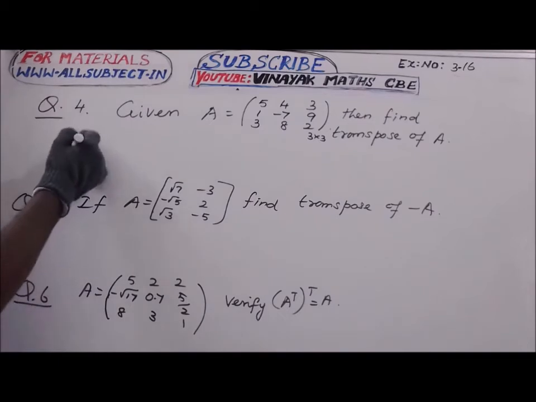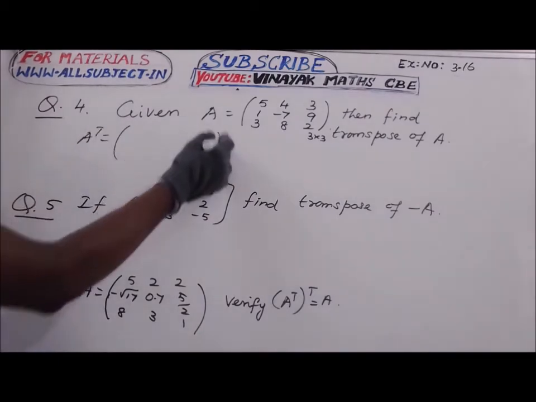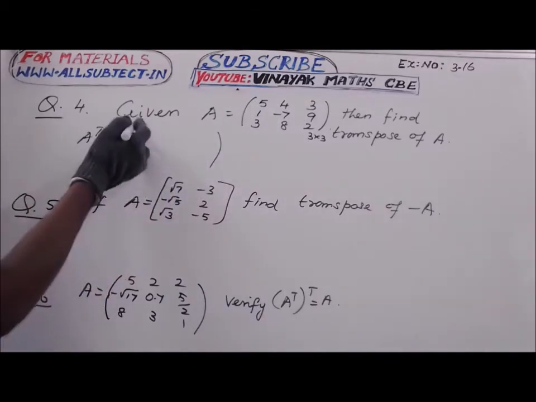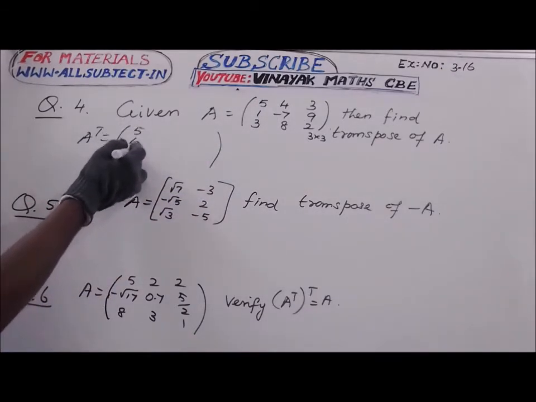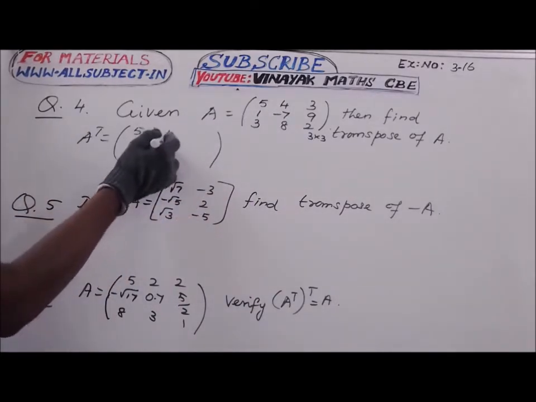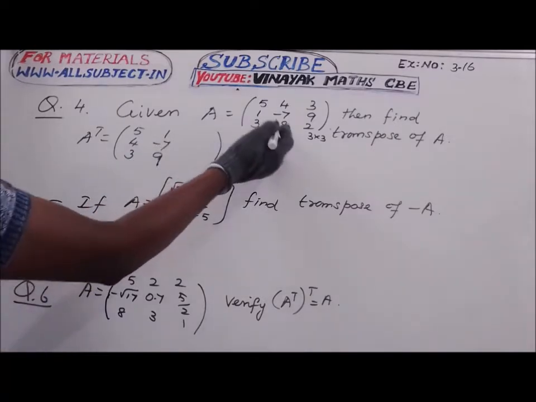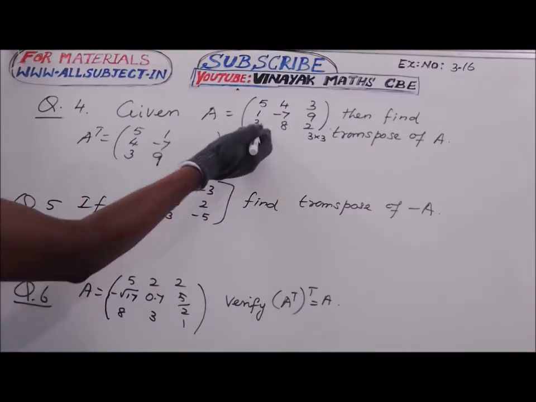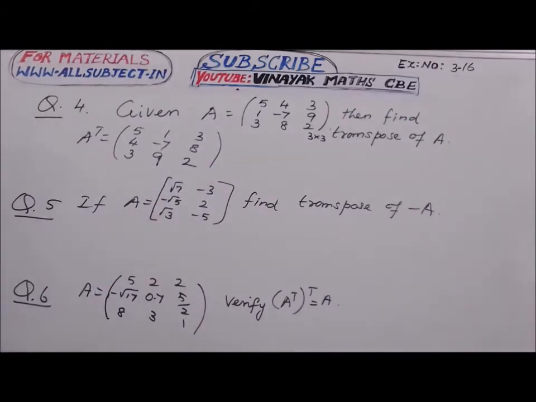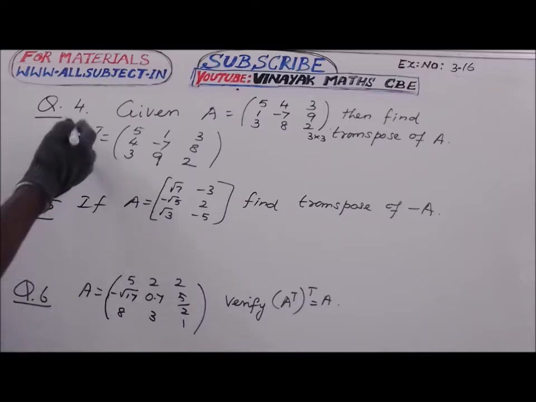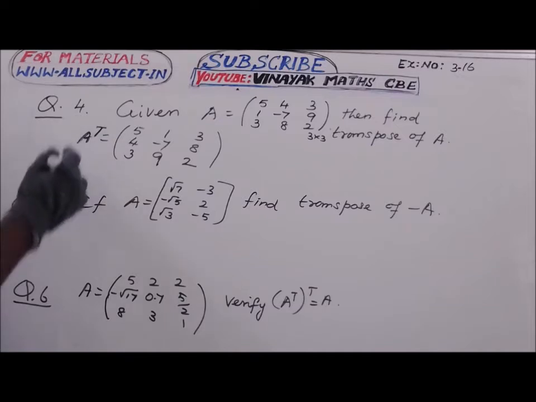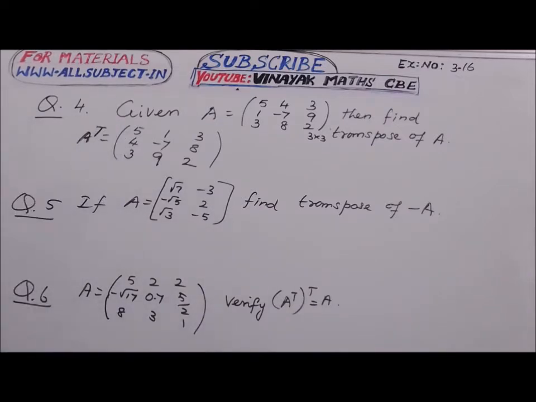So A transpose is equal to interchanging rows into columns. 5, 4, 3 in the first row is written as the first column 5, 4, 3, and the second row 1, minus 7, 9 is written as 1, minus 7, 9 in the second column. The third row is interchanged as the third column 3, 8, 2. This is known as transpose of a given matrix. It is denoted by A to the power T. Writing T in the power, we should read it as A transpose.